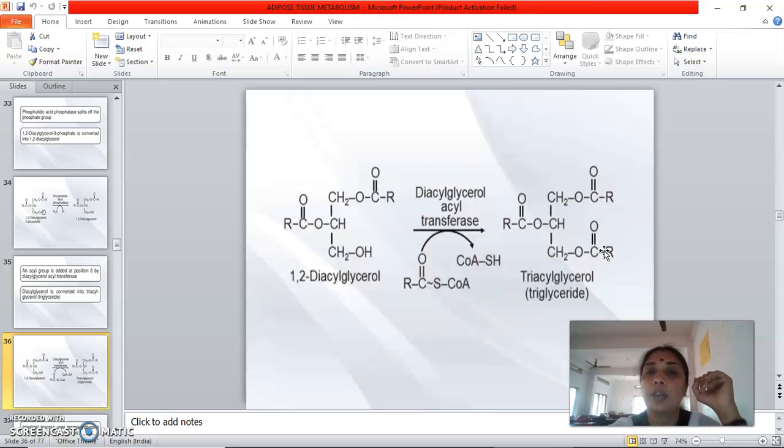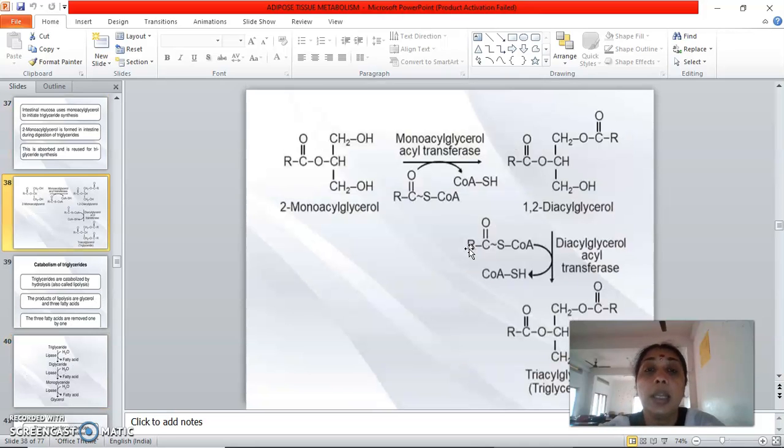1,2-diacylglycerol is then subjected to TG synthesis by the diacylglycerol transferase enzyme. So this is how the TG is synthesized in the tissues, in the adipose tissue, right? In the adipose tissue and in almost all the other tissues except intestine, the TG synthesis is happening in this way.